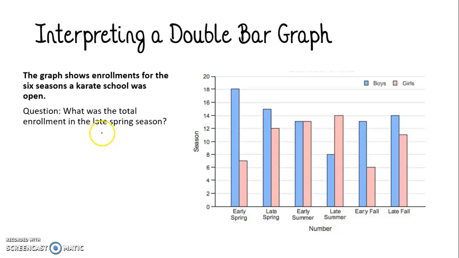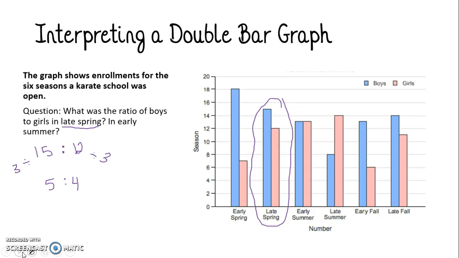What was the total enrollment in the late spring season? We'll look for late spring. Total enrollment, we can see that there were 15 boys and 12 girls. And if we add those up, we have 27 total students enrolled. What was the ratio of boys to girls in late spring, in early summer? All right, use this time to check your answer.